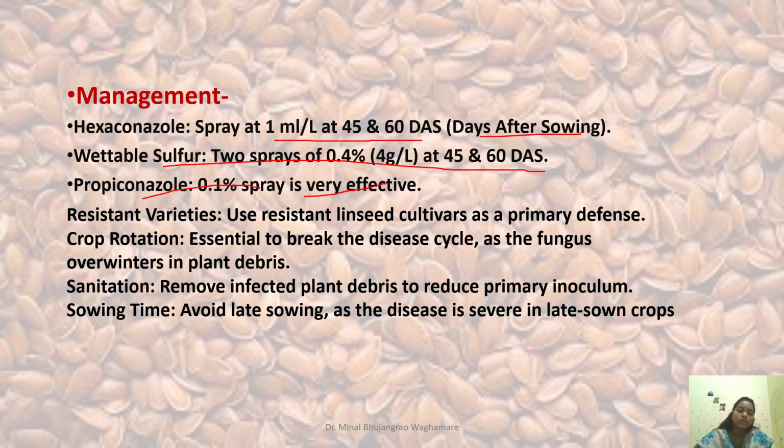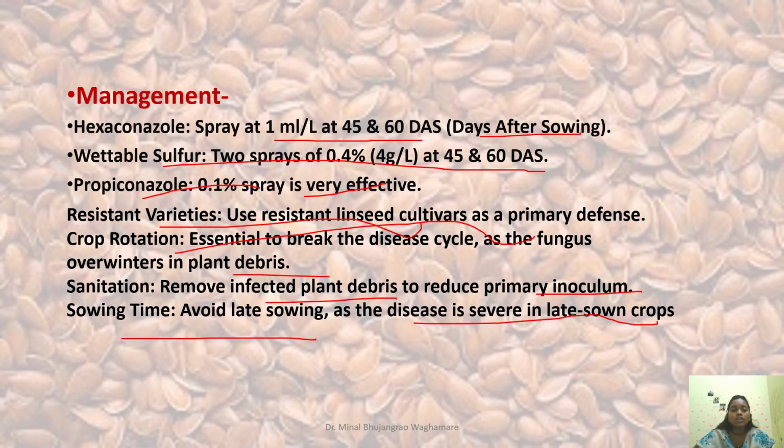We can also use resistant varieties of linseed. Crop rotation is essential to break the disease cycle, as the fungus overwinters in the plant debris, and remove the infected plant debris to reduce the primary inoculum. Once the primary inoculum is reduced, the secondary infection rate also definitely reduces. Avoid late sowing, as the disease is severe in the late sown crop. So these are the management measures for powdery mildew of linseed.